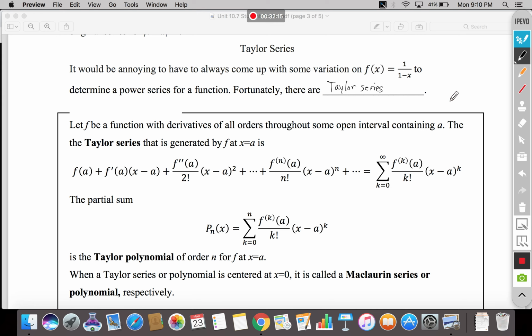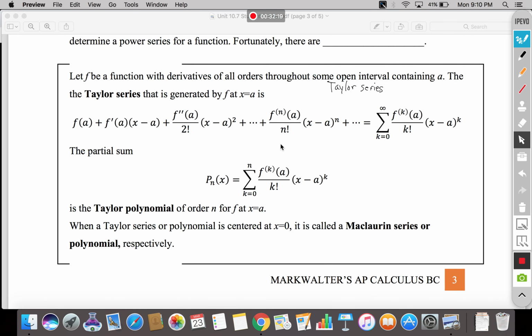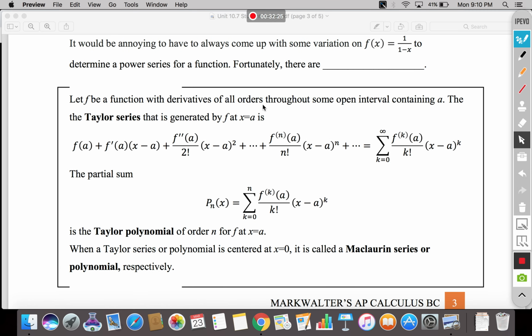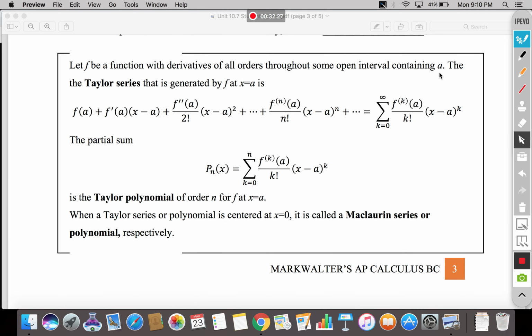What is a Taylor series? Well, let's say that f is a function with derivatives of all orders. That means we can just keep taking the derivative on some open interval containing a. The Taylor series that is generated by the function at x equals a follows this pattern.